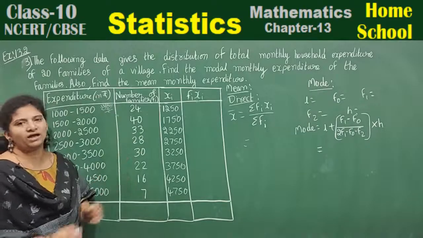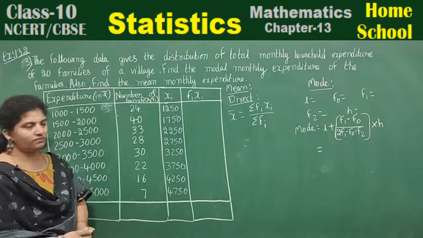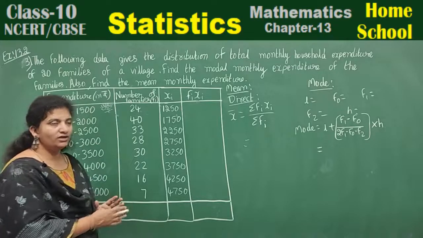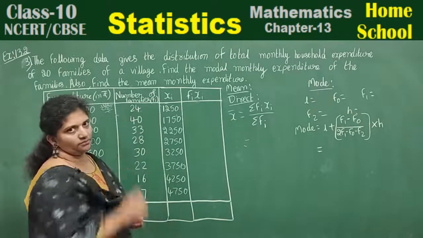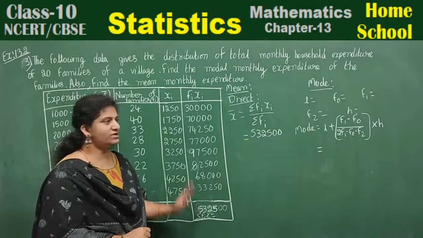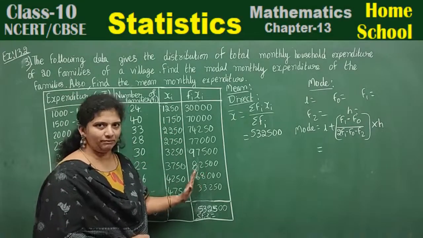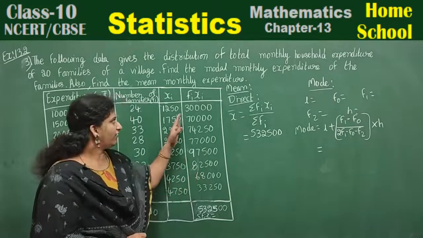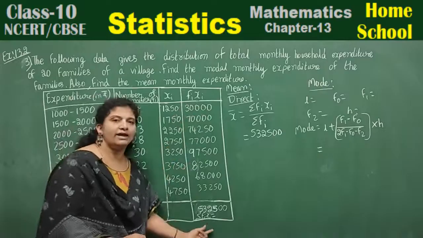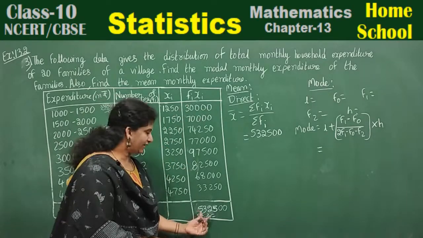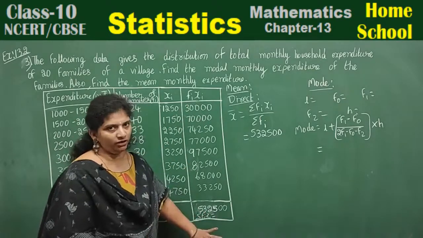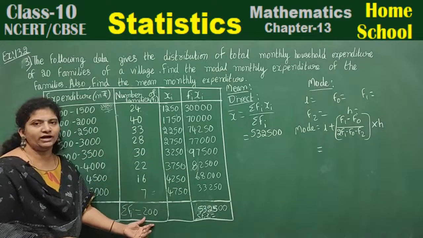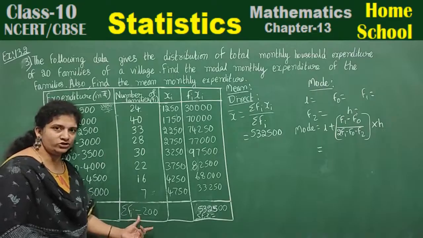Now multiply fi xi. It takes a lengthy calculation, so do the calculation carefully. Now I am going to complete this column. See, the calculation part is lengthy, so it takes more time to multiply. But no problem, do the calculation slowly. Now I have done fi xi and added all the fi xi. We got a total of 5,32,500. And add all the frequencies, it will be 200. Summation fi is equal to 200.